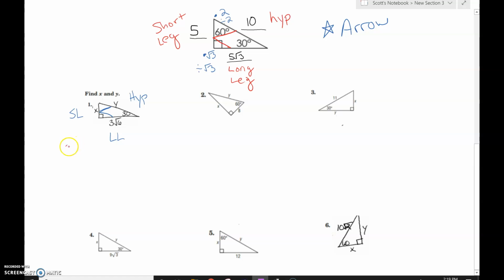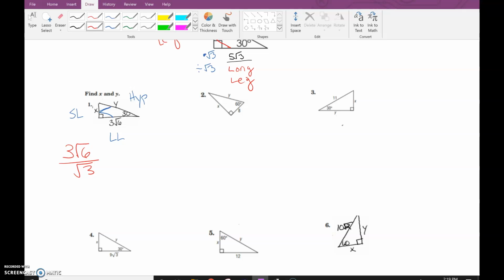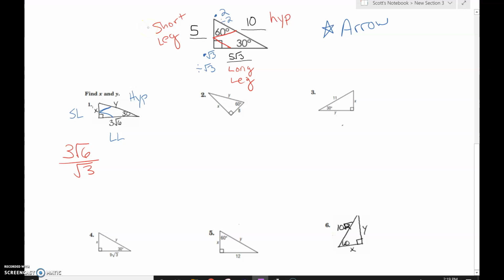So I'm going to take this 3 square root of 6, and to show division, I'm going to write the fraction. Since both of these are underneath the square root, I can simplify them. 6 divided by 3 would give me a 2 up top, which is still underneath that square root. So this would be 3 square root of 2 over 1. So x would be 3 square root of 2.